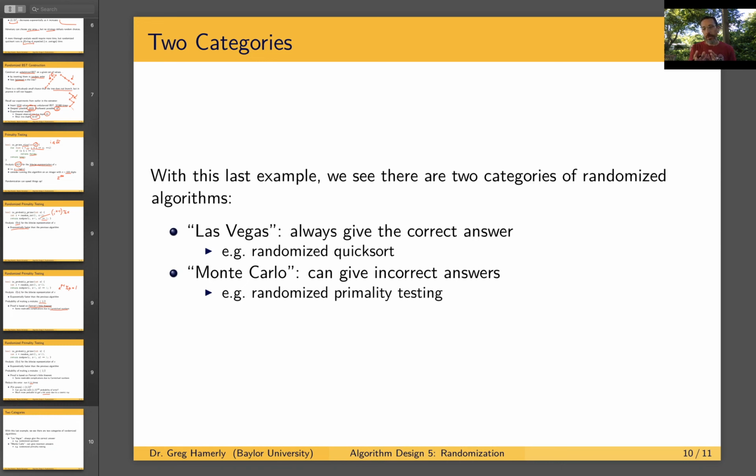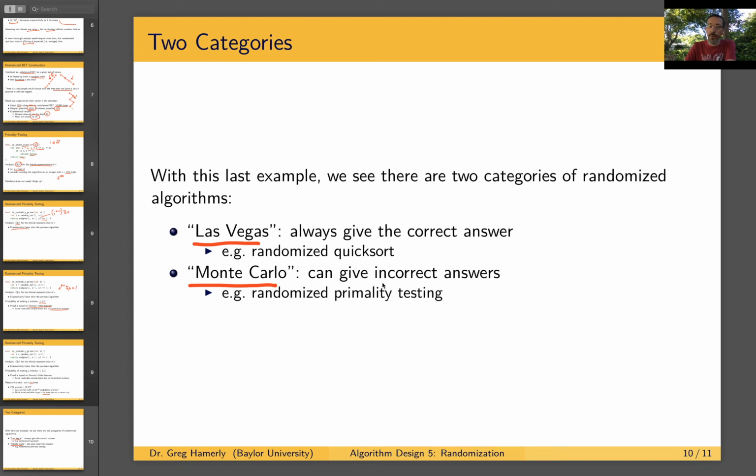With this example, we've actually introduced the fact that there are two different categories of randomized algorithms. And these two categories are what are called Las Vegas algorithms and Monte Carlo algorithms. And these are just names that are applied. What they mean is that Las Vegas algorithms always give the correct answer. They make random decisions, but they always give the correct answer. So for example, randomized quicksort will always give you a correctly sorted array. It's just that the running time can vary depending on which random choices we make.